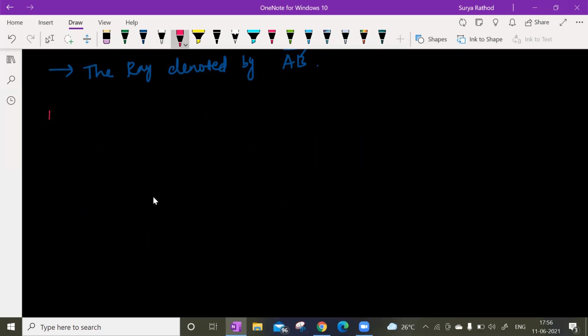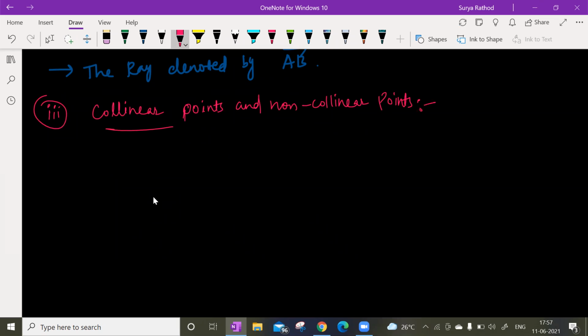the third one. So next, collinear points and non-collinear points. Collinear and non-collinear points. All right.